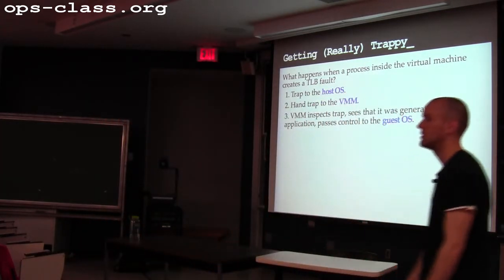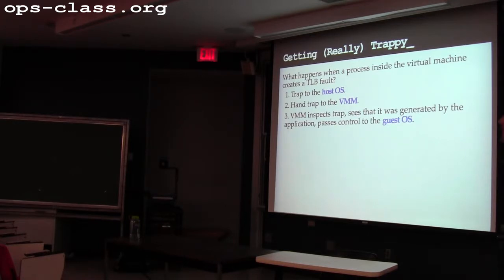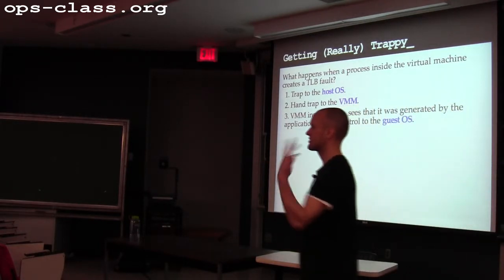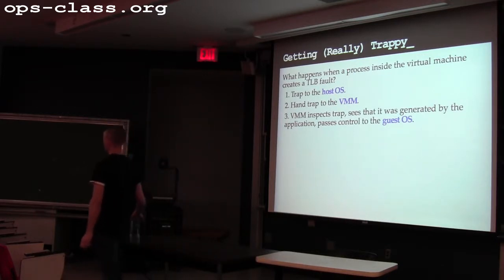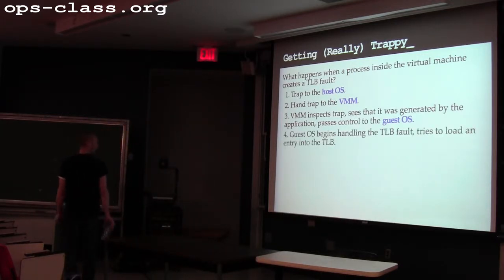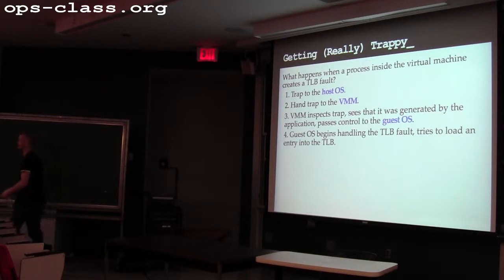Now, what is the guest OS going to do? I'm on the fault handling path. I look up the translation. I find a translation. What do I do? I write it into the TLB, and what happens when I write it into the TLB? Carl's whispering again. Okay. I fault back to the host OS, right? I just tried to execute a privileged instruction, and I'm not in privileged mode, right? Now what happens?